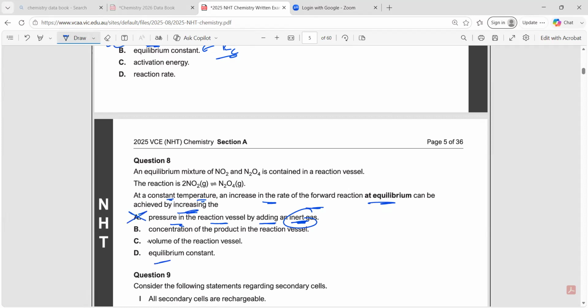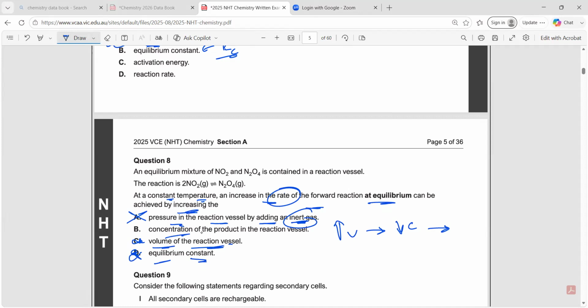Equilibrium constant. Obviously that doesn't really do anything. So we increase the products, but that doesn't really have an impact on the rate. We're looking at the rate here. The volume of the reaction vessel: if we increase the volume, that's actually going to decrease the concentration. So it's actually going to decrease our frequency of collisions.